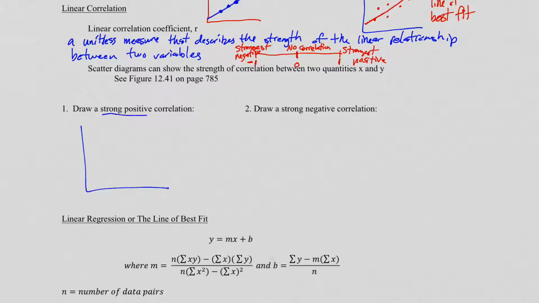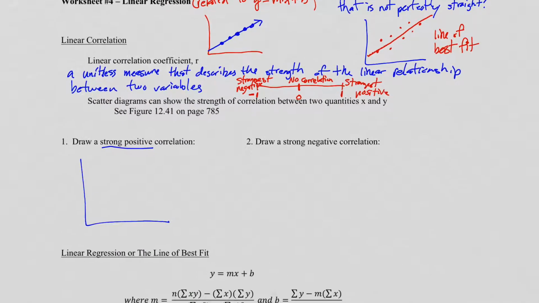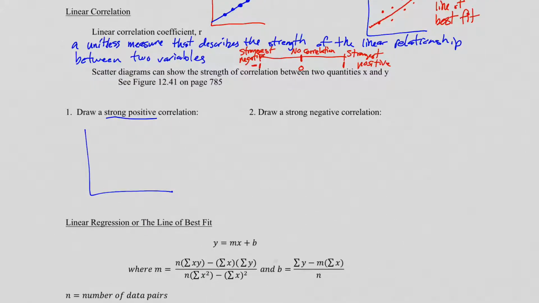Okay, so strong positive, not the strongest, because the strongest I've already demonstrated up there from chapter 6. So we just want a strong positive correlation, okay? And then for the negative correlation, same thing, just go in the other direction. Okay?